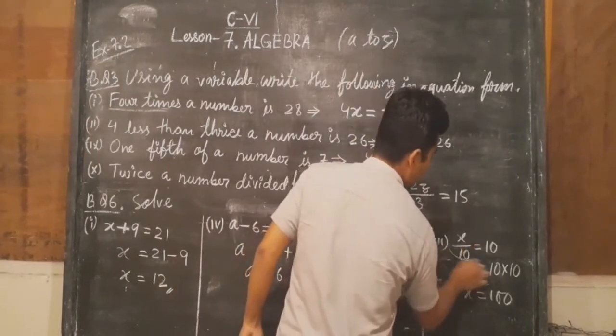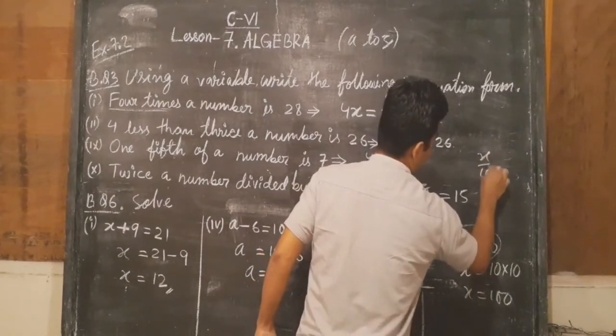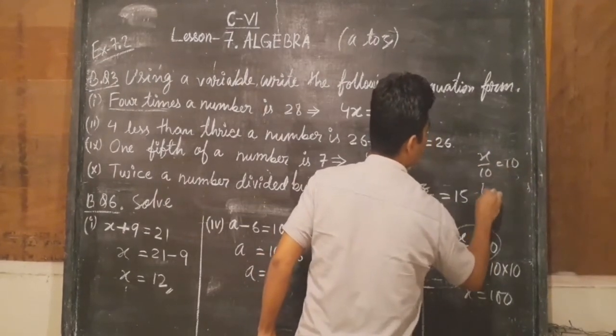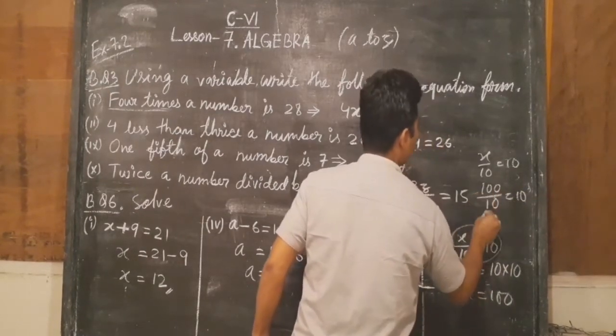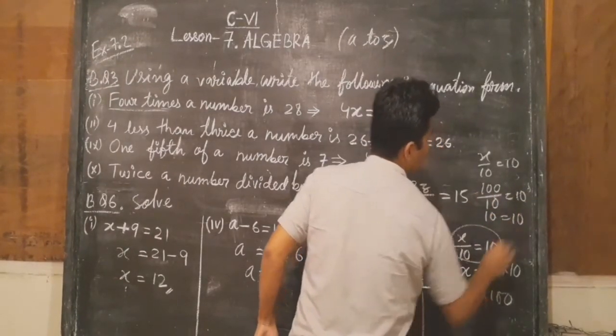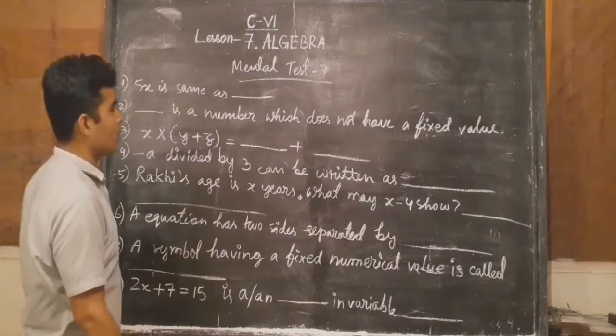In this equation, we put the value of x. You can see x by 10 is equal to 10. So if x is 100, then both the sides will be equal. 100 divided by 10 will be 10. Now you can see both the sides are equal. So we can do like this.